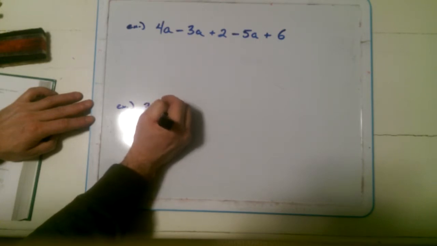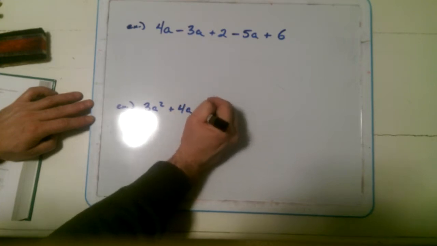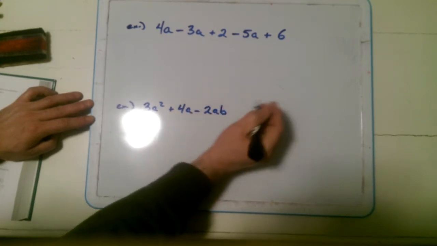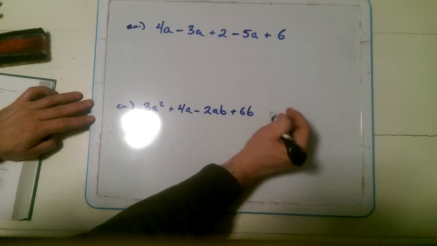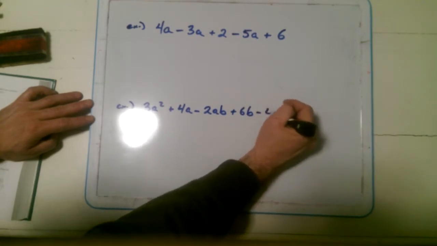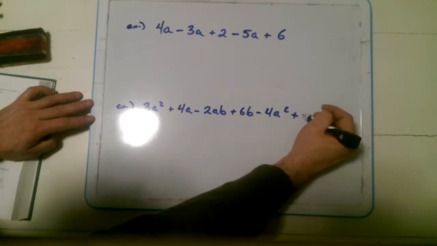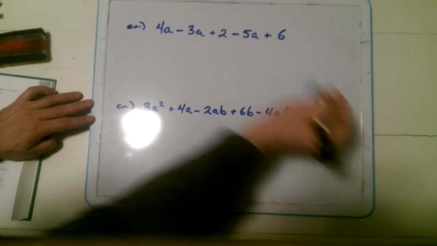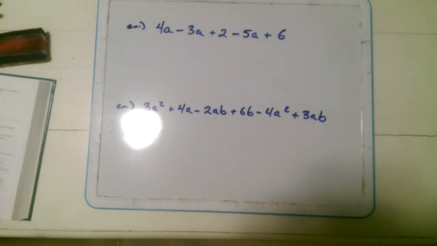So we'll have 3a squared plus 4a minus 2ab plus 6b minus 4a squared plus 3ab. Okay, so I want you to try those two out, pause the video, and in a couple of minutes we'll come back and we'll see how we did. Okay, good luck.